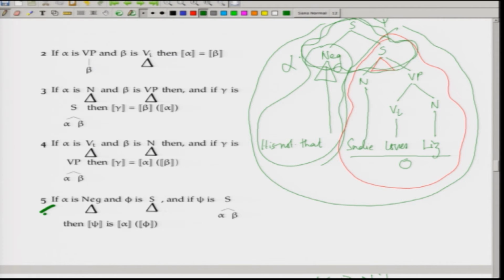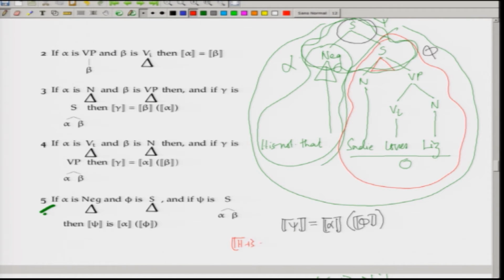Phi is actually this. This is phi, this is alpha, and this is xi. So then the denotation of xi is the denotation of alpha applied to the denotation of phi. We just replace these and put our things here, and we get what xi is.